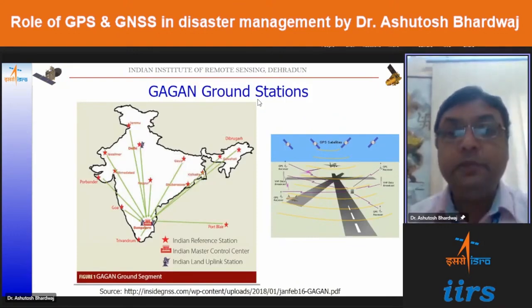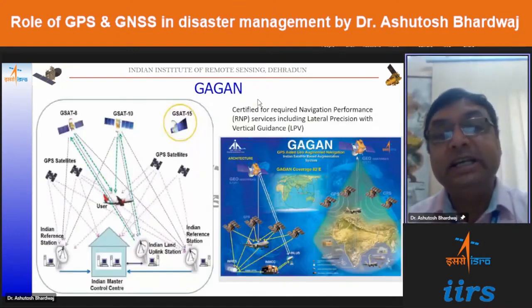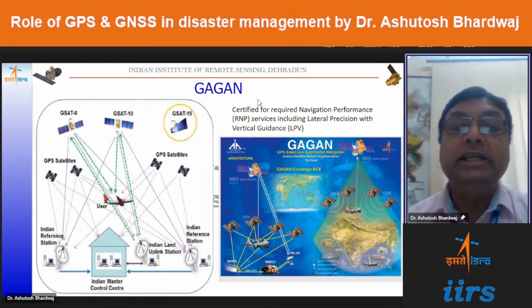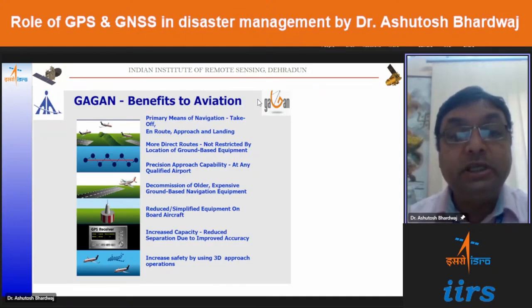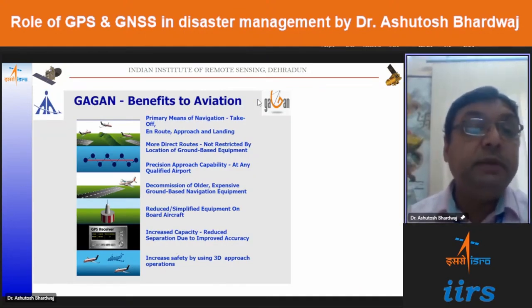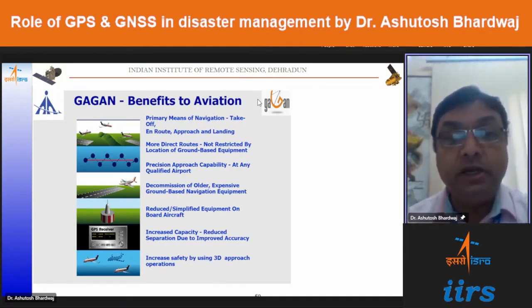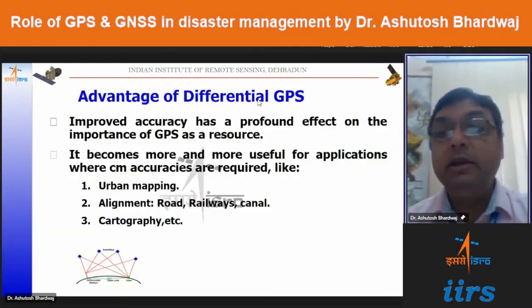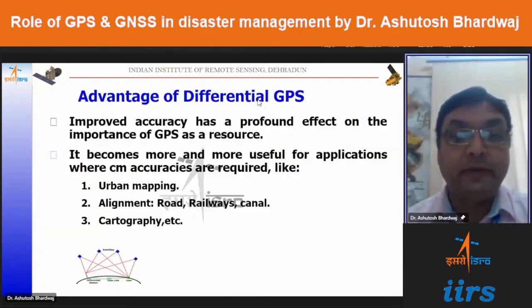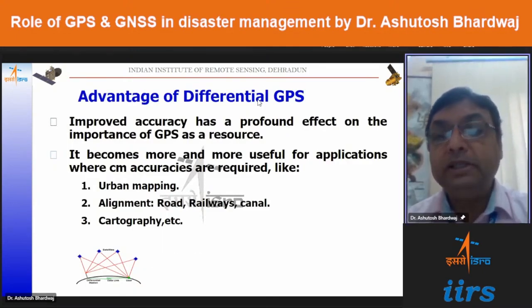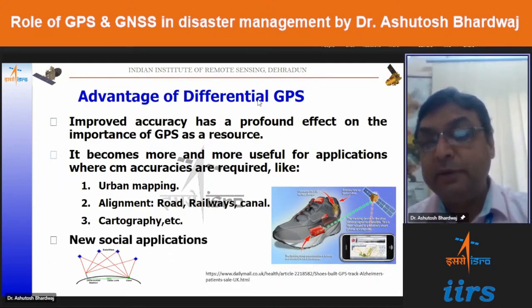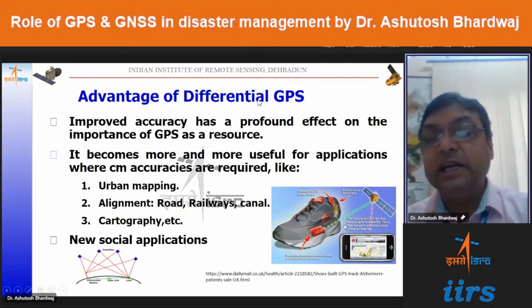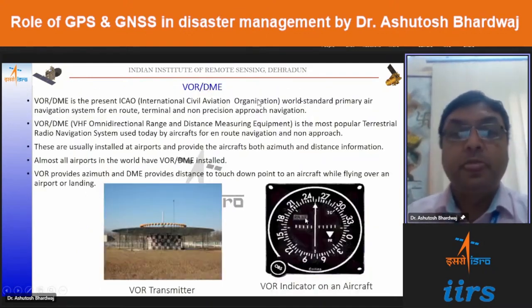These are the ground stations for Gagan. GSAT 8, GSAT 10 and GSAT 15 are utilized for the Gagan services. It reduces the fuel consumption. It saves time because we are able to fly point to point, because we need not depend upon the DMEs or the VORs while flying. Few applications have come for social use also, like for Alzheimer patients, they have released shoes which are GPS fitted. So these kinds of applications are also there.